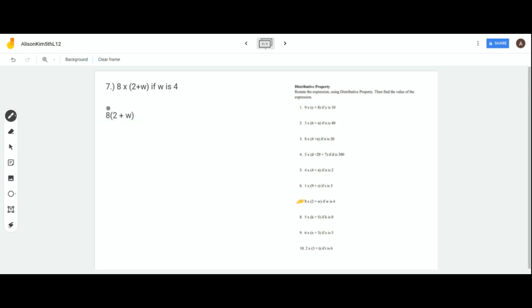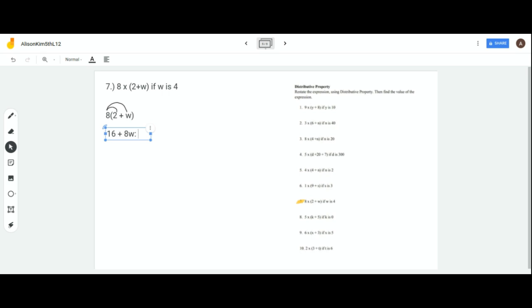Okay, so when you do distributive property, you have to multiply 8 by 2. And you have to multiply 8 by w also. So in the end, you will get 8 times 2 is 16. And then you just put the plus right there. And 8 times w is just what? 8w. Right? And now we have to take into consideration that w is 4.